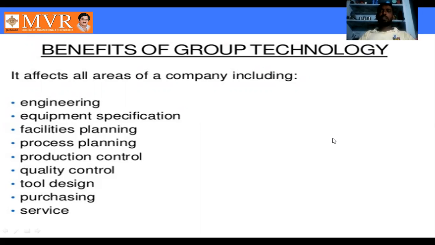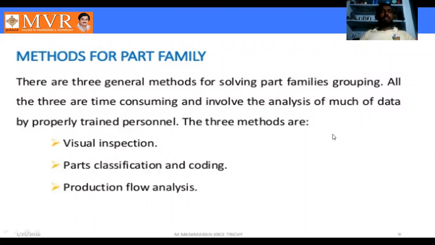Next, we can see methods for group technology. Methods for families: there are three general methods for solving family grouping. All three are time consuming and involve the analysis of much data by properly trained persons. The first one is visual inspection, the second one is part classification and coding, and the third one is production flow analysis. These three methods are very important for families.